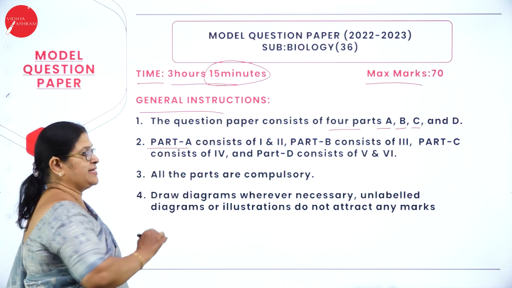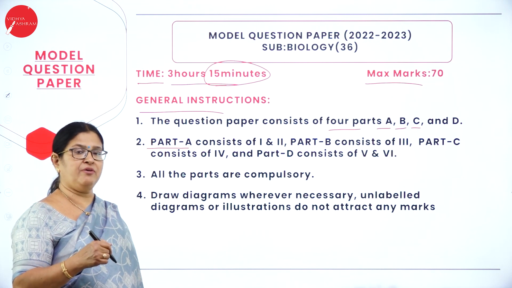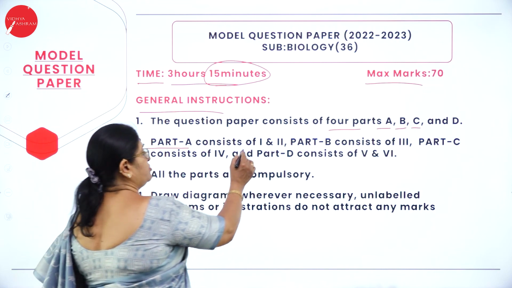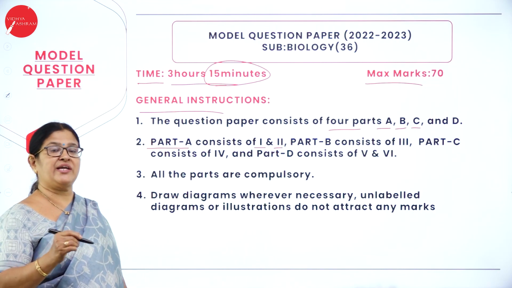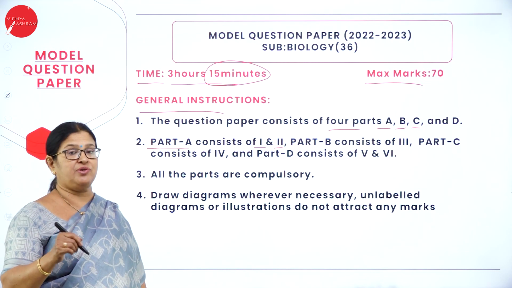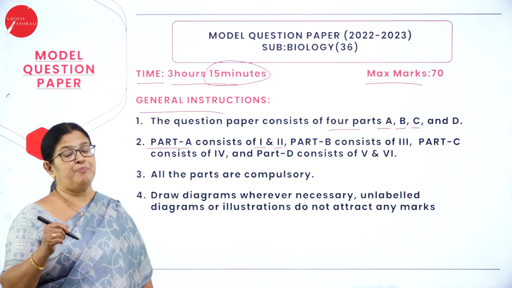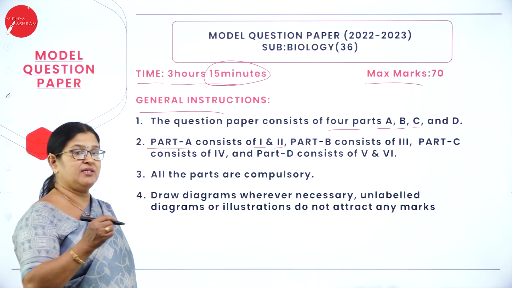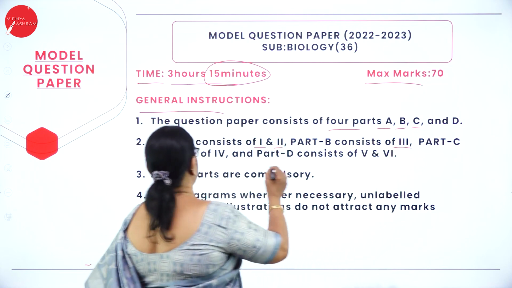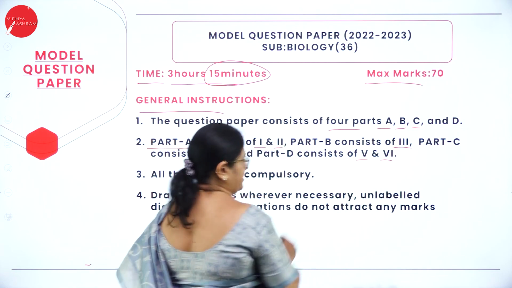And part A, as I said, as there is a change in the pattern of the question paper for your second PUC biology examination, part A consists of section 1 and 2. Section 1 carries the multiple choice questions, which you didn't have in the previous year. Section 2 is the fill in the blanks, wherein you need to fill in the appropriate answers. So part A consists of section 1 and 2, part B consists of section 3, part C consists of section 4, and part D consists of section 5 and 6.